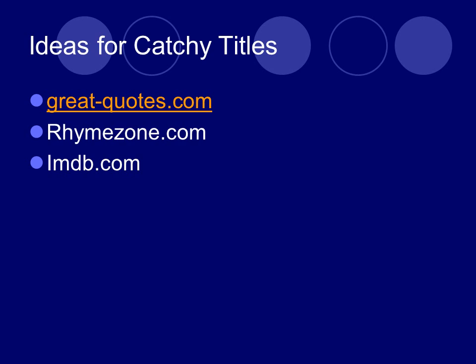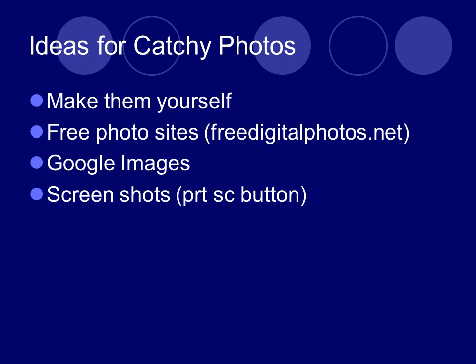You can also go to rhymezone.com. So that's if you want to find words that rhyme with whatever you think that you'd like to write your blog about. And another really good place for a good title is to think of a movie name that has something to do with what you're writing about. So go to imdb.com. So that's the Internet Movie Database.com. And there you can find all names of movies and you can pick a movie that you'd like to name your blog and give that as your title.